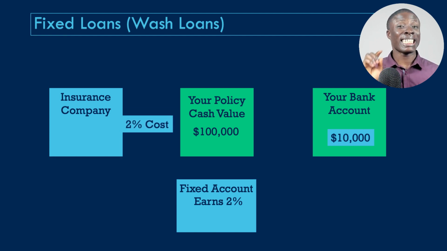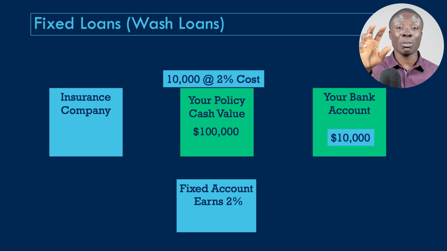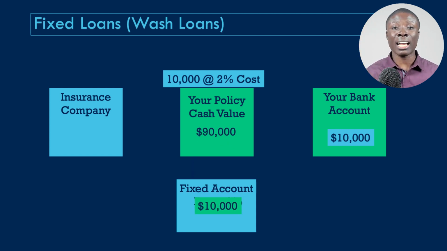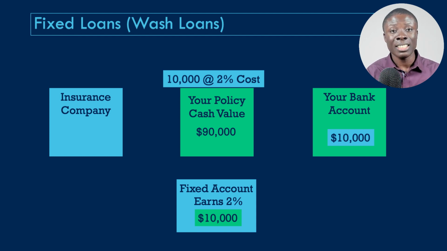This time, they will move $10,000 from your cash value to the fixed account, which also earns at a fixed rate of 2%. Your index account will now have a balance of $90,000. Because you are being charged 2% on the $10,000 loan, and at the same time you are earning 2% on the $10,000 moved into the fixed account, they cancel each other out and hence zero cost, or it washes.